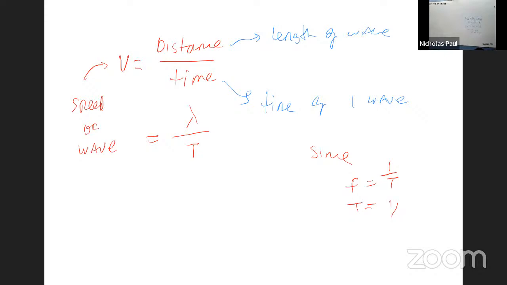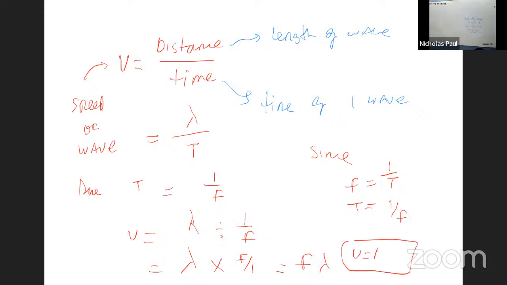Correct? So here we could say that since period is equal to 1 on frequency, then speed is equal to lambda divided by period, which is 1 on frequency. Do your little maths, and you'll get lambda multiplied by f. So the formula I want you to come up with is v equals f lambda, or v equals lambda over T. Okay, that's the way you find the speed of a wave.